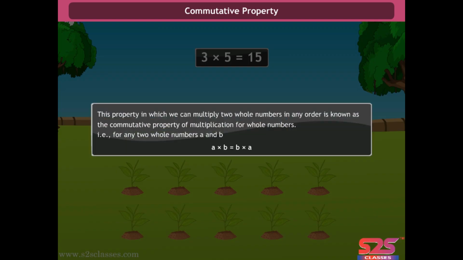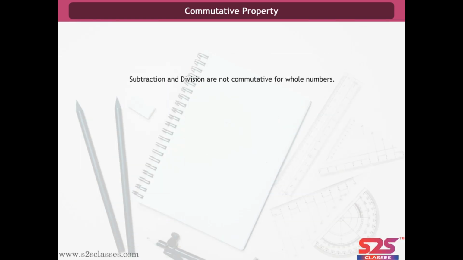It is true for any two numbers. This property, in which we can multiply two whole numbers in any order, is known as the commutative property of multiplication for whole numbers. That is, for any two whole numbers a and b, a into b is equal to b into a. Subtraction and division are not commutative for whole numbers.